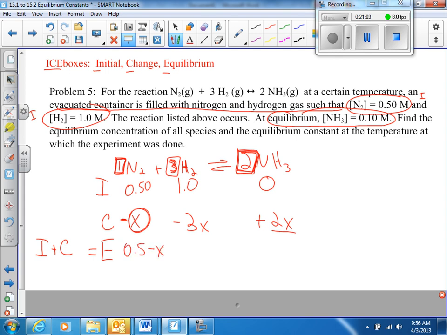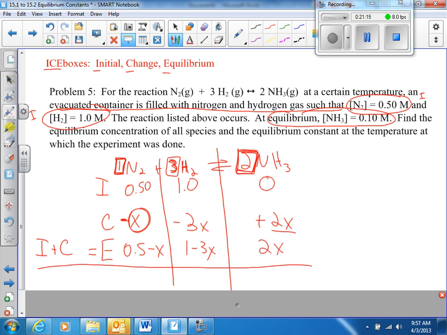I'm just adding the first two rows together. I have 1 minus 3x. Let's put a little line here so we can see everything more clearly. And this is 2x. Okay. Now we have our ICE box, and then we'll have our little given. If there's anything that's given to us at equilibrium, not initial, but equilibrium.